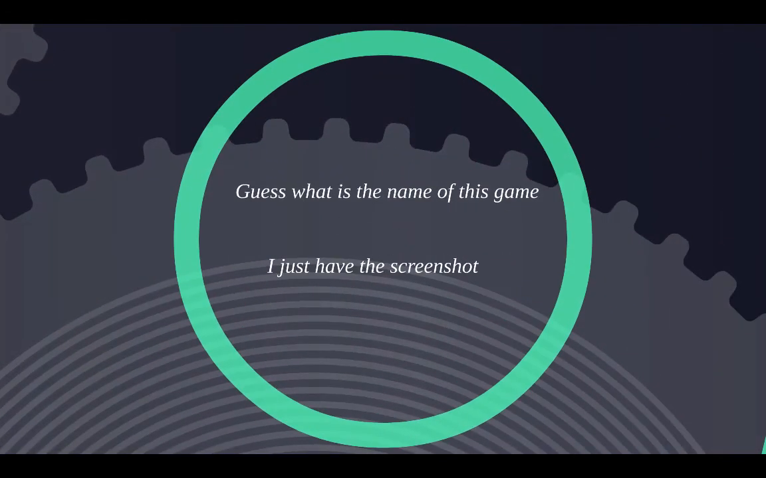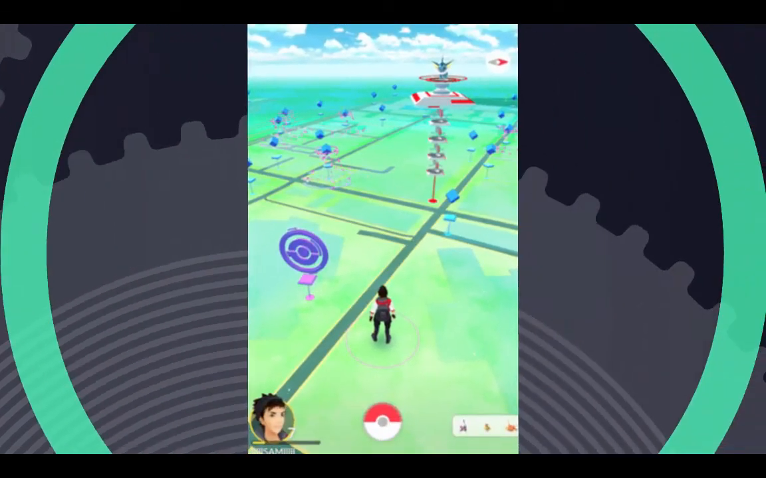Guess what is the name of this game? I just have the screenshot. Let's see what is the name of this game. Well, anybody can tell this. This is, yes, Pokemon Go.